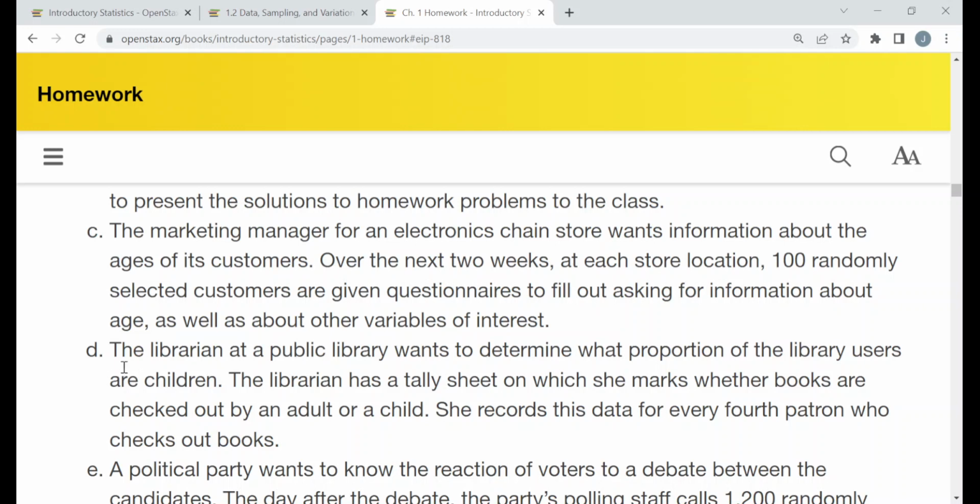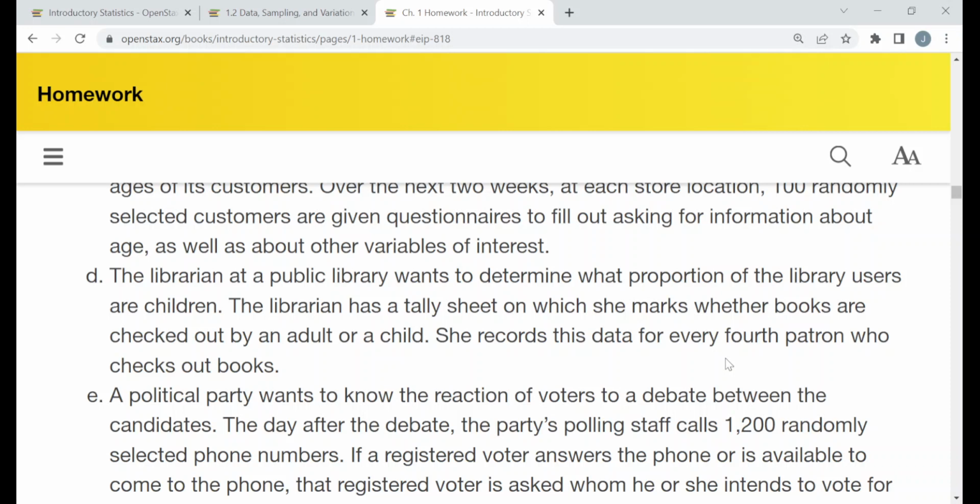Part D. The librarian at a public library wants to determine what proportion of the library users are children. The librarian has a tally sheet on which she marks whether books are checked out by an adult or a child. She records this data for every 4th patron who checks out books. This is every 4th, every 8th, every 3rd, right? This is systematic sampling. Right? Systematic.